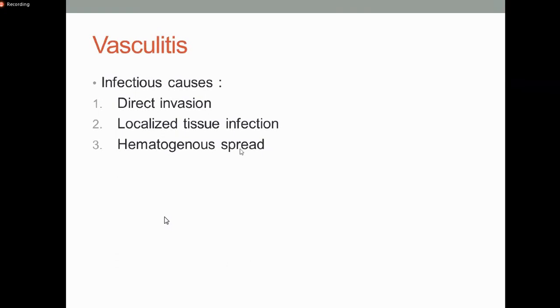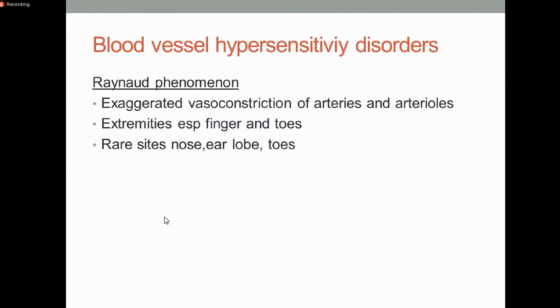For example, there is a psoas abscess or lung abscess or any other abscess, which is the main site of infection, and this is leading to secondary hematogenous spread of that organism with involvement of the vessels. Here we end the vasculitis.